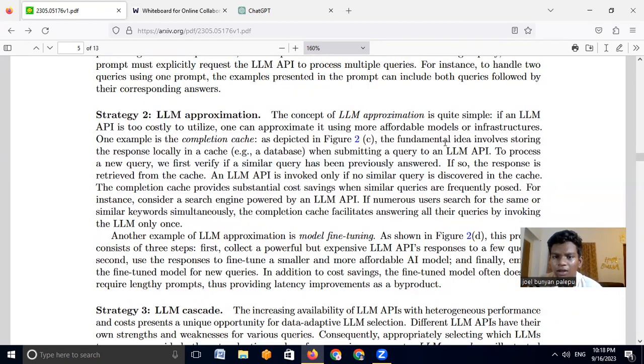So basically, LLM approximation, or completion cache. As I have guessed and as we have predicted, completion cache means all the queries and all the answers that have been given by the LLM will be stored in a database. And then in the database, whenever a new prompt is asked, whenever a new question is asked, we'll just verify if similar questions to the given query have been given. If similar queries have been given, we will just retrieve the answer that we have given to that similar query.